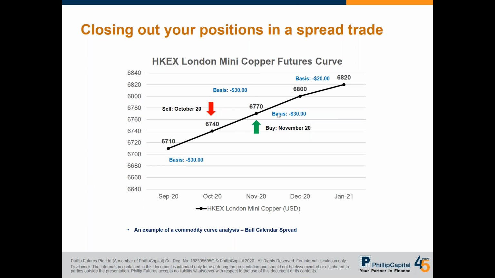So traders are looking, once the prices start to recover, that is where he will close out his position in this case. The example that I showed earlier is a bull calendar spread. What it means is you go long on the nearer futures contract month and you short the longer term futures contract. A bear spread is the inverse, where you sell or short the near term contract and you buy the longer term contract. That is the bear spread.